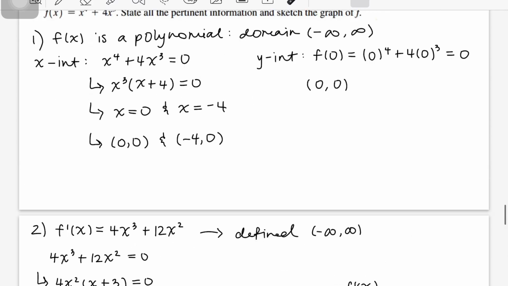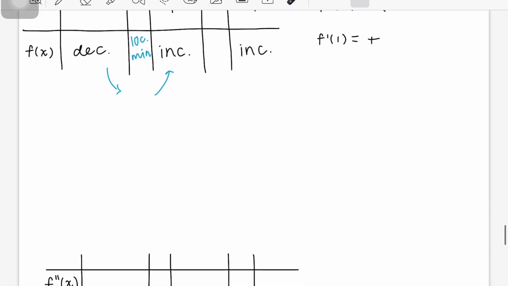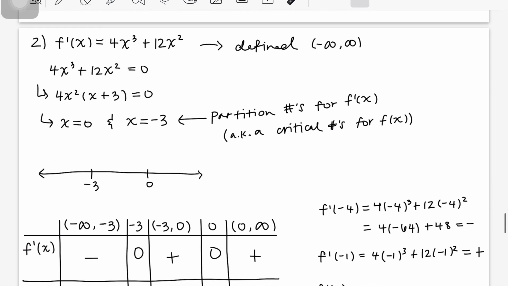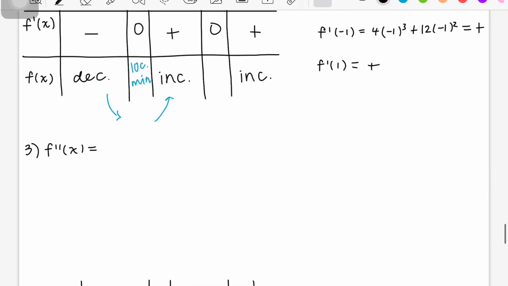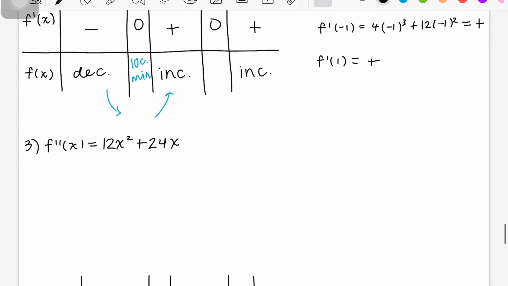All right, so the next step we're going to do is do the same thing, but now for our second derivative. So our second derivative is just going to be the derivative of our first derivative. So we're going to use power rule again. So we'll get 12x squared plus 24x. And again, this is a polynomial, so it'll be defined for all real numbers. So we just need to see when our second derivative will be equal to 0.